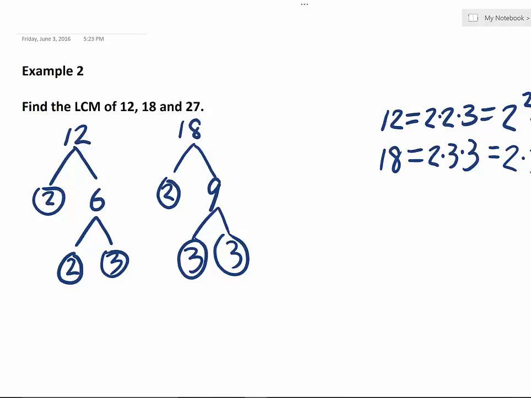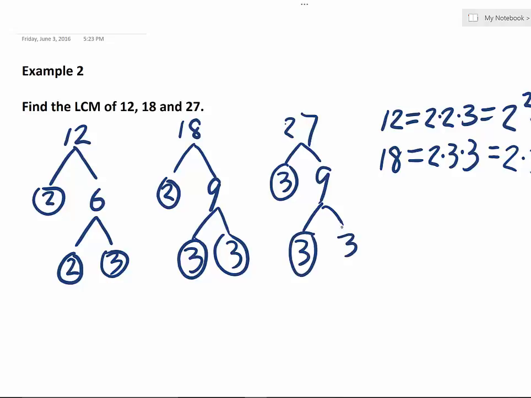And the very last one we have to break down is 27. So for 27, the smallest prime number going into 27 will be 3. 3 going into 27, 9 times. Now we break down 9 as 3 times 3. Now 27 equals 3 times 3 times 3, which equals 3 to the third.